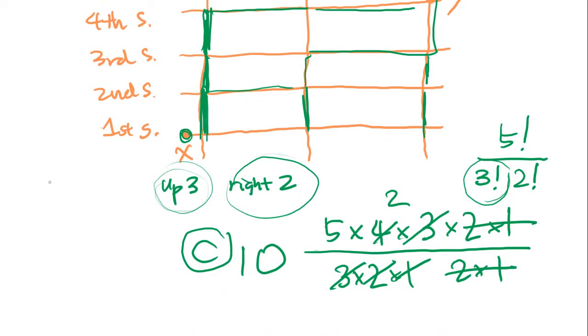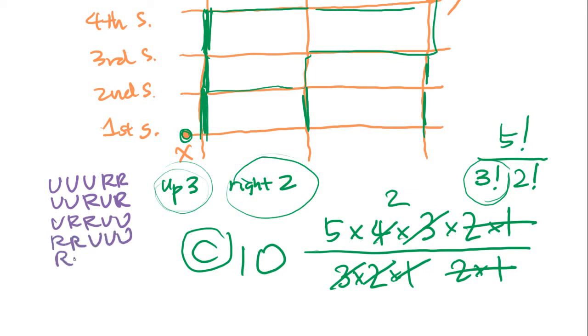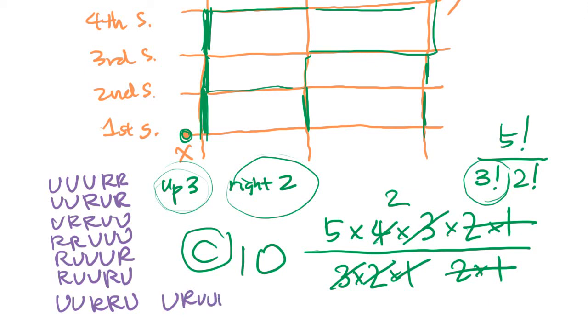So you could write U, U, U, R, R, U, U, R, U, R, U, R, R, U, U, R, R, U, U, U, R, U, U, R, R, U, U, R, U, U, U, R, R, U, and U, R, U, U, R, and U, R, U, R, U, and R, U, R, U, U. So yeah, I mean, there's 10 different routes, and you'd have to figure this out, and then you have to make sure you didn't recount an original one, and it's just kind of a mess.